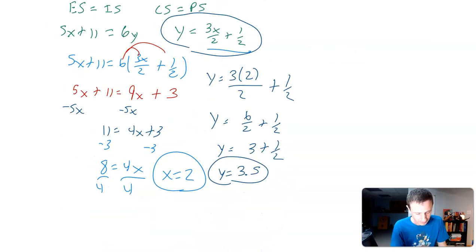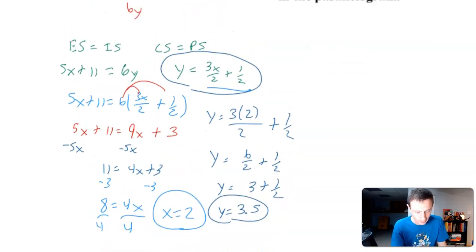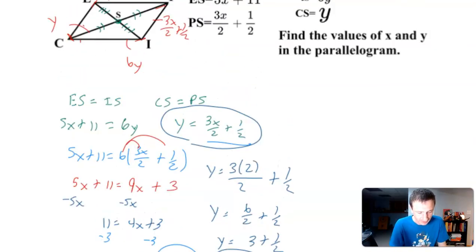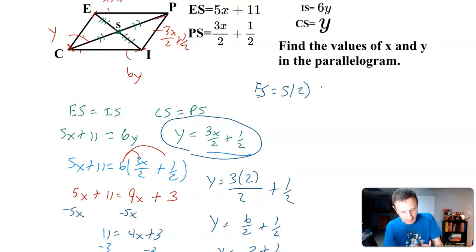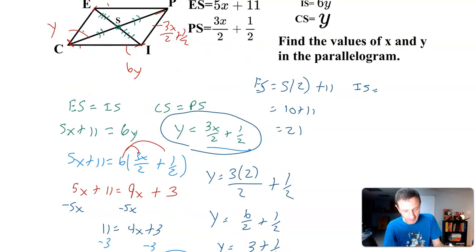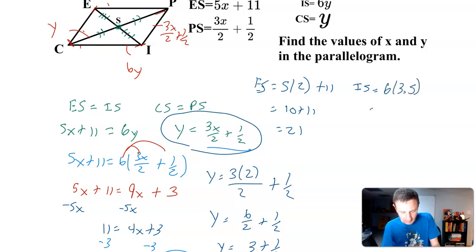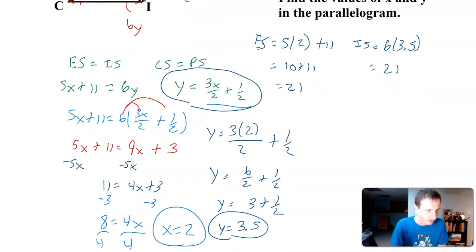So let's check it. I don't think it would be the worst idea in the world to check, just to make sure that we get equal statements when they should be. So we're saying ES is equal to IS. ES is 5x plus 11, so that's 5 times 2 plus 11. That's 10 plus 11, which is 21. What we should get for IS then is 6 times 3.5, which is 21. So there you go. ES and IS are equal to 21. So we've successfully solved for x and y.